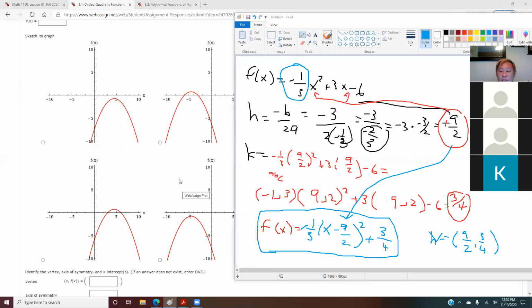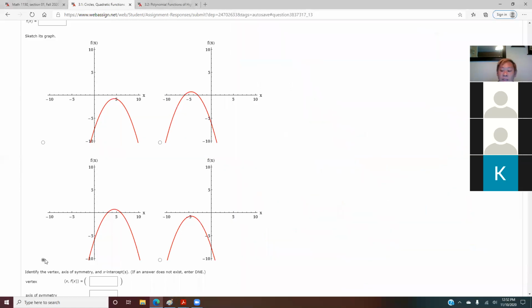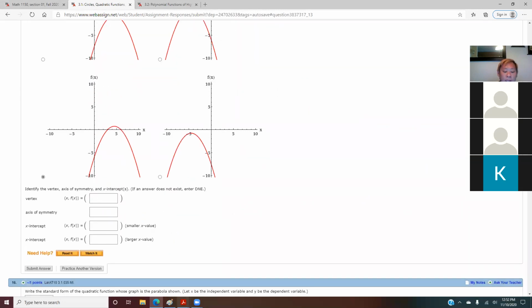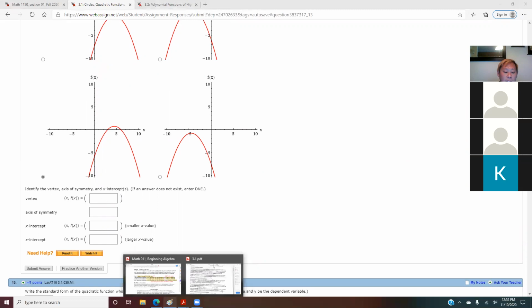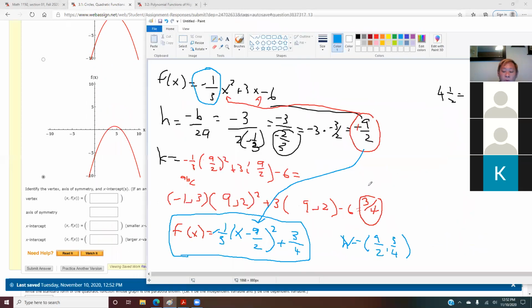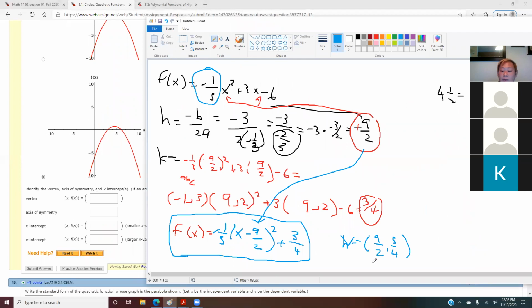Which one of these shows is in quadrant 1? Looks like it is also this one. This one should be in 9/2, quadrant 1. So your vertex in this case is 9/2 and 3/4. Axis of symmetry, x equals 9/2. So don't forget to put x equals 9/2.